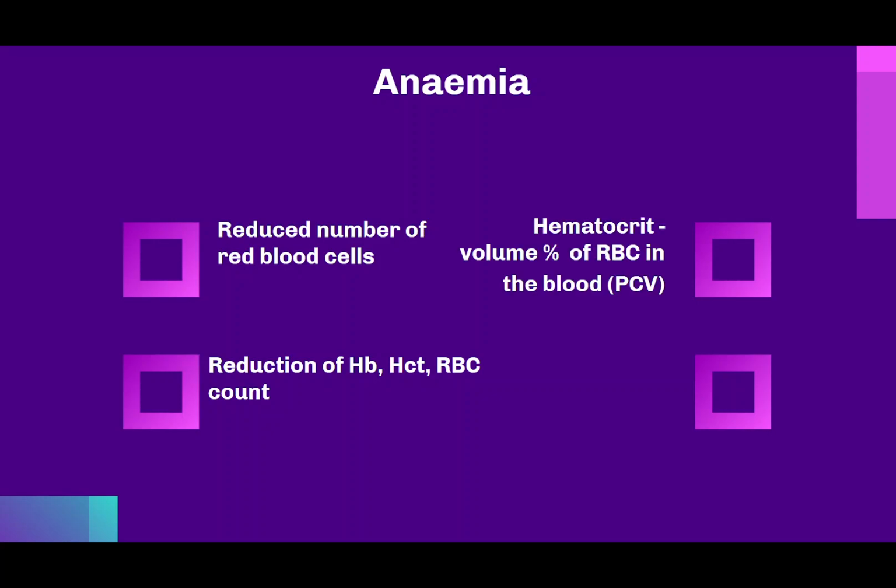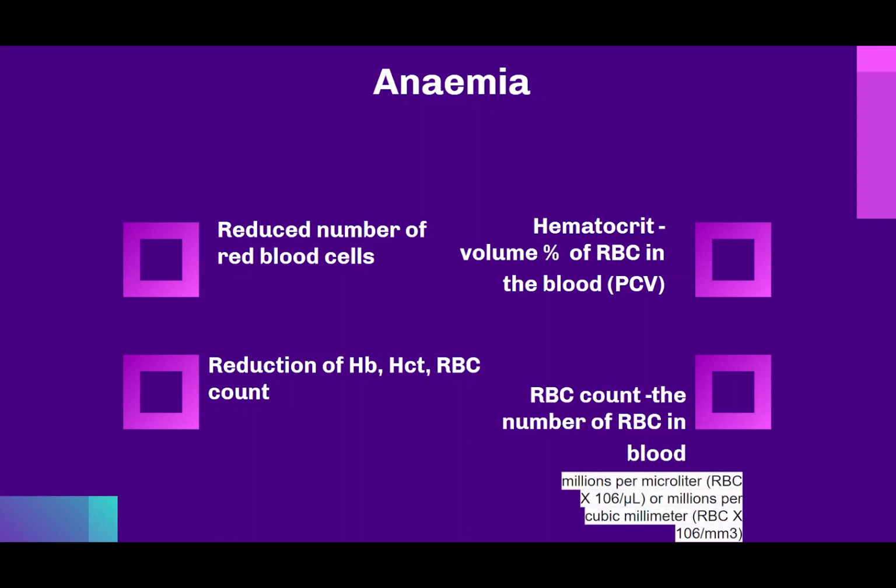So what is hematocrit? Hematocrit is the volume percentage of RBC in the blood, and sometimes it's called packed cell volume. The RBC count is the number of RBC in the blood, which is usually expressed as millions of RBC per microliter, or millions of RBC per cubic millimeter.